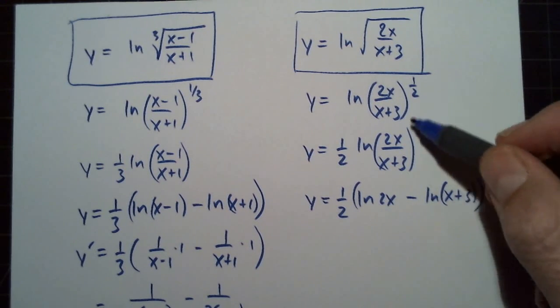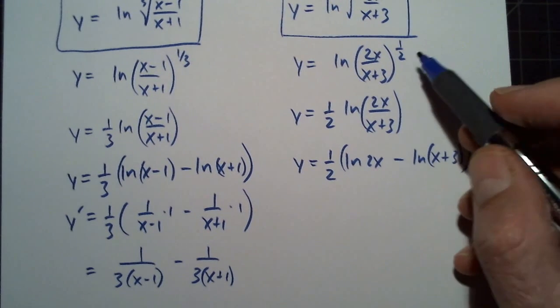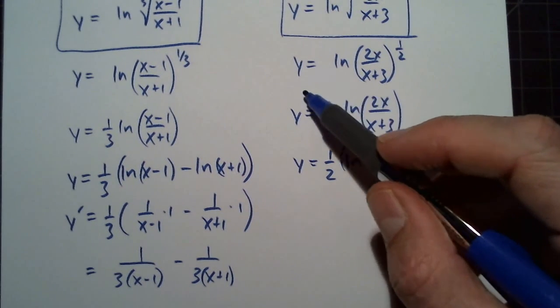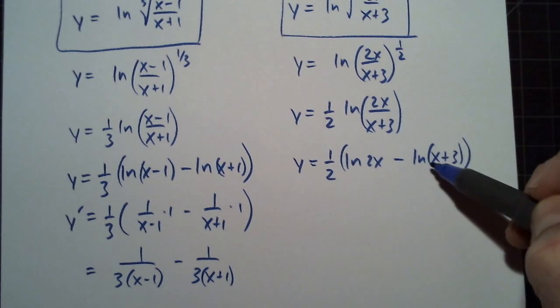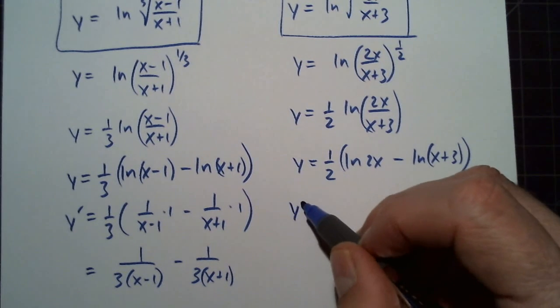There's no calculus here. I think there could be a confusion when you see that moving out. You think that's the derivative, but as long as there's no prime here, we haven't done any calculus. We're just rewriting it to make the calculus easier.